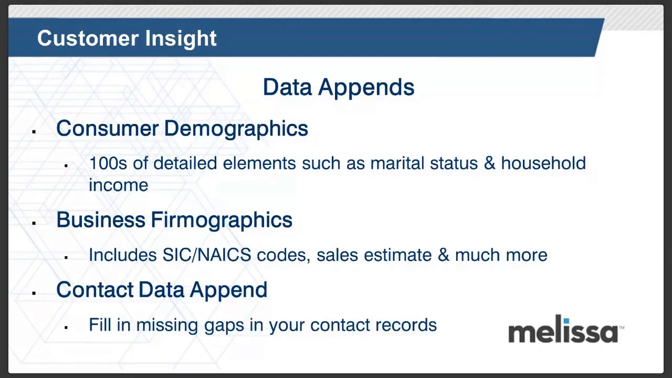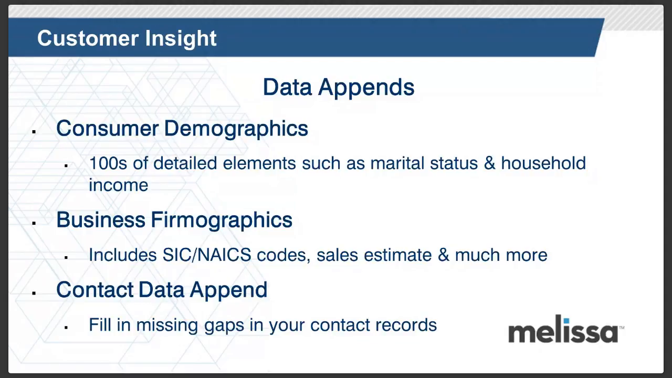We also return business firmographics information. So this includes the SIC, the NAICS codes, the industry codes. We could send back information such as the sales estimate, sales revenue. In addition to that, we could also verify if a business exists at this address. So if you want to know if this business is still in good standing, you can use our business data to verify if this company or business still exists at that location.